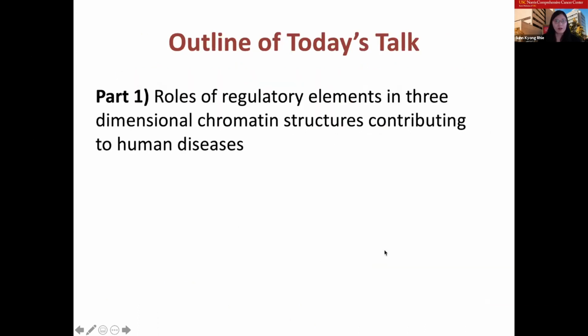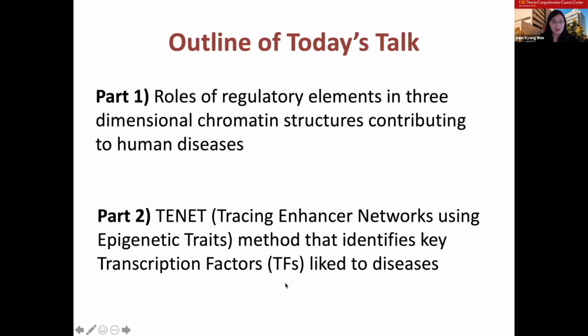This is the outline of today's talk. I will first talk about how regulatory elements can control gene expression in 3D chromatin structure and contribute to human disease. And in the second part, I will describe an in-house developed bioinformatics tool called TENET, tracing enhancer networks using epigenetic traits, a method that identifies key transcription factors linked to disease. So we'll start with the first part.